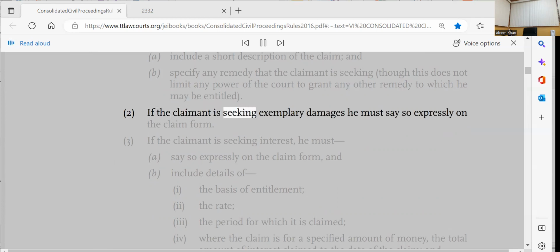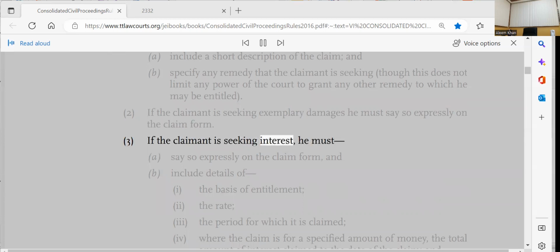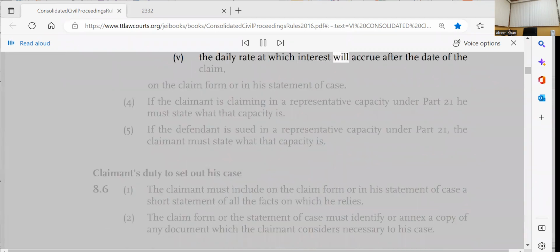2. If the claimant is seeking exemplary damages, he must say so expressly on the claim form. 3. If the claimant is seeking interest, he must a. say so expressly on the claim form, and b. include details of 1. the basis of entitlement, 2. the rate, 3. the period for which it is claimed, 4. where the claim is for a specified amount of money, the total amount of interest claimed to the date of the claim, and 5. the daily rate at which interest will accrue after the date of the claim, on the claim form or in his statement of case.